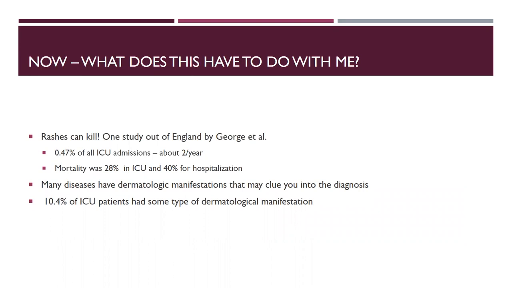A lot of those rashes are ones we will hopefully never see, and some of them we will. But some of the rashes can actually kill you. Based on one study out of England, which looked at ICU admissions for about a two-year period in the early 2000s, found that 0.5% of all ICU admissions were rashes, which for them amounted to about two admissions per ICU per year. And amongst those, there was a 25% mortality in the ICU and a 40% mortality during the hospitalization.